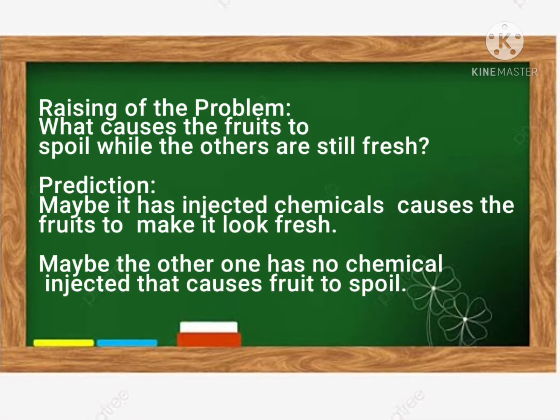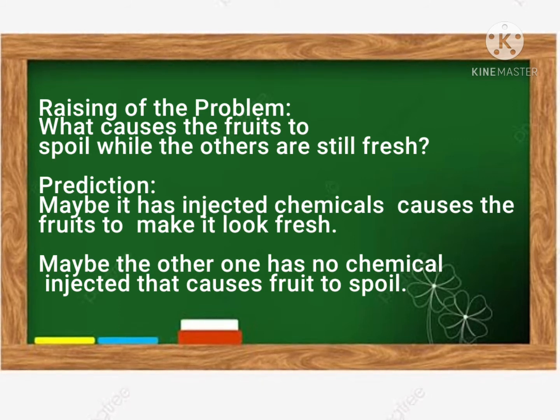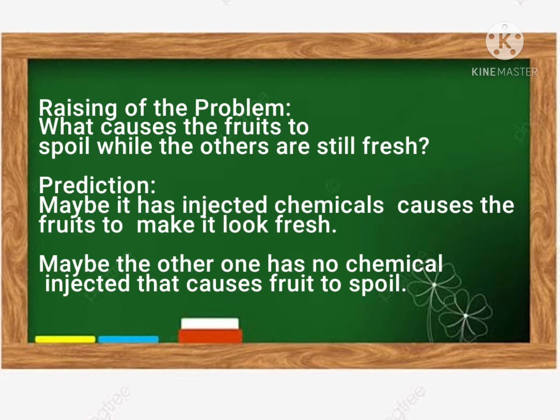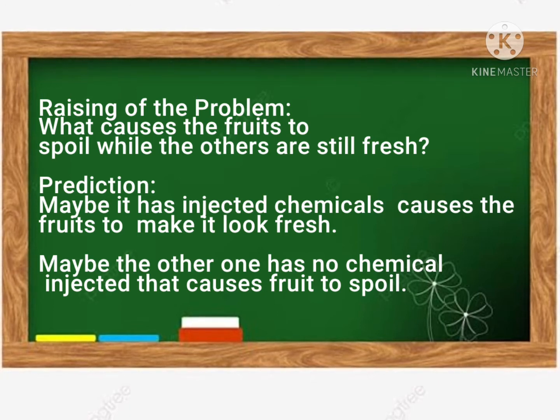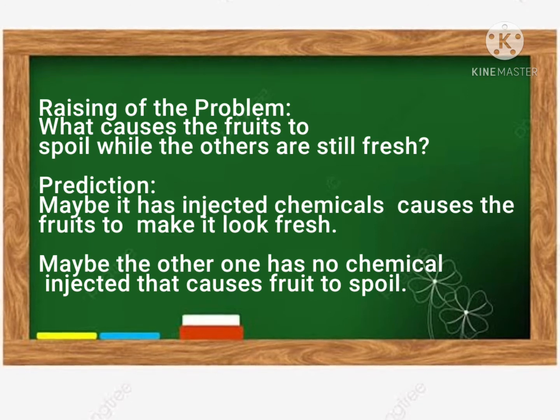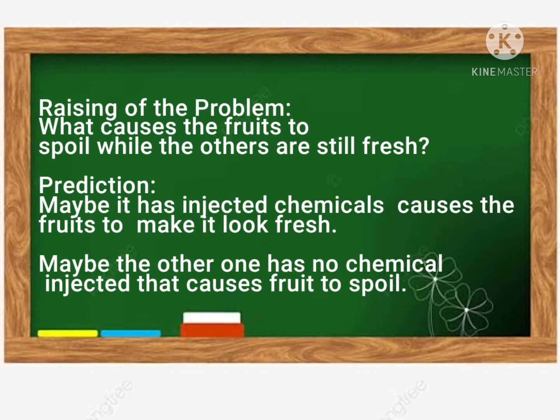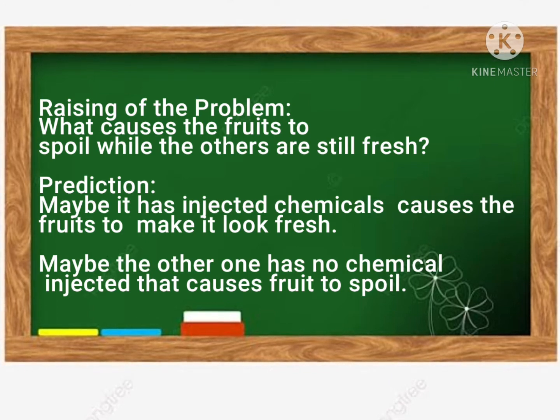This is our problem. What causes the fruit to spoil while the others are still fresh? Prediction. Maybe it has injected chemicals that cause the fruit to look fresh. Second, maybe the other fruits have no chemical injected that causes the fruit to spoil.